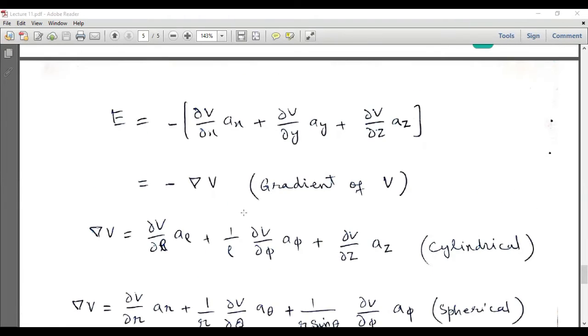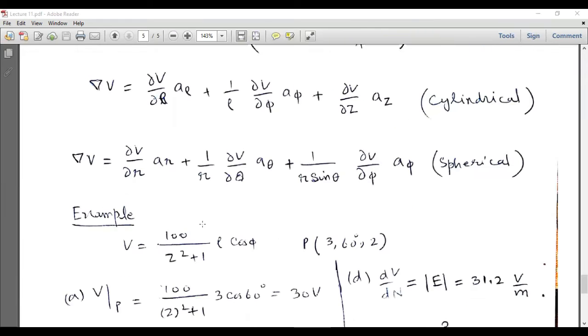So whenever we have this vector operator with a scalar quantity, it is called gradient of that scalar quantity. If we have a dot product of this vector operator with a vector quantity, we will call it as divergence of that vector quantity. If we have a cross product of this vector operator with a vector quantity, then we will call it as curl of that vector quantity. So these are the three types of different operations which can be performed by using this vector operator.